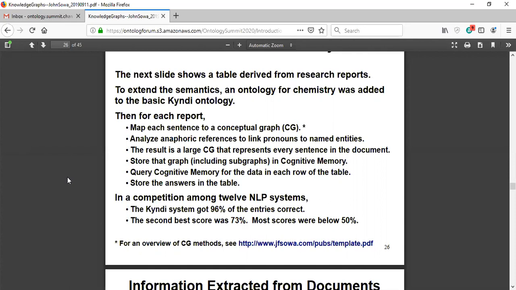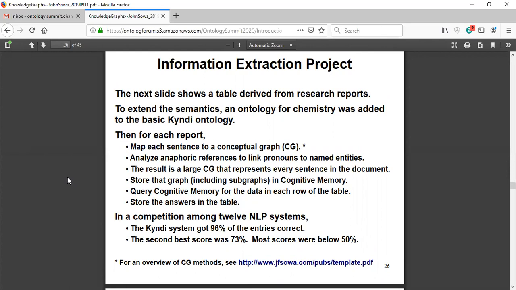The questions were the same questions that the DOE wanted the competitors to answer. So for each line of the table, it asked a question that would generate the data in each row of the table. And then it stored the answers in that spreadsheet. Well, in that competition, the Kyndi system got 96% of the entries correct. The second best score was 73%, and most scores were below 50%. Now, this was done a few years ago, and so things may have changed, but the point is that the cognitive memory was critical for doing this.